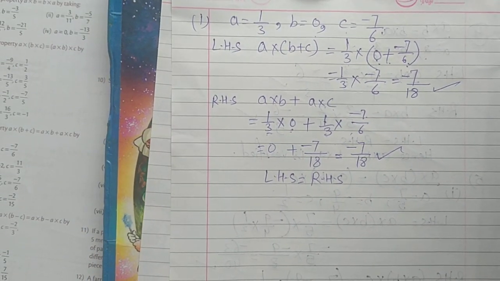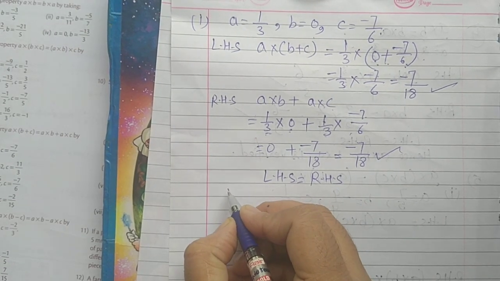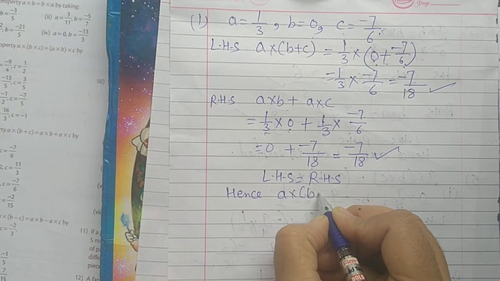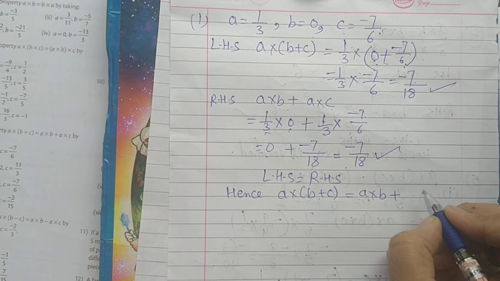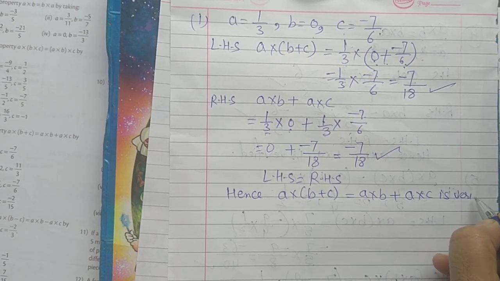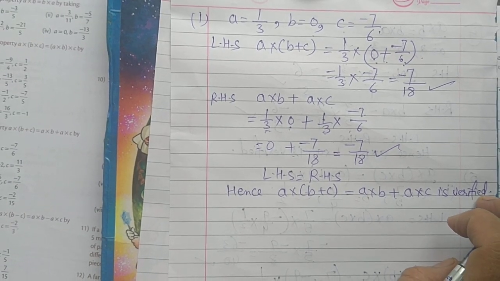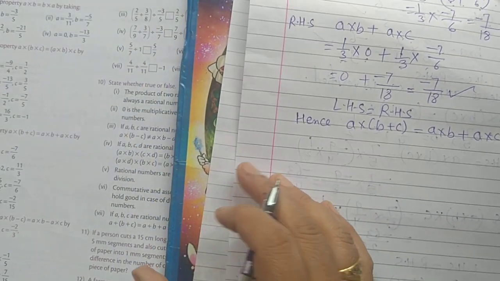Hence distribution property over addition is proved. So hence A multiplied by B plus C is equal to A multiplied by B plus A multiplied by C is verified. Concept is clear to you, I think. Similarly, question number 7.